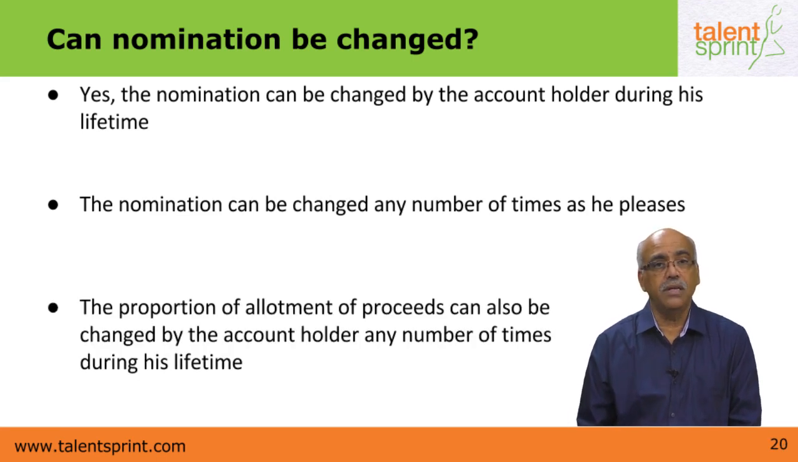The proportion of the allotment of money to the nominees can also be changed by the account holder during his lifetime. We saw in the previous slides how the proportion has to be specified by the account holder. That means at the time of nomination, one person says that my son will get 50% of the proceeds, my daughter will get 25%, and my wife will get 25%. Later on, as it happens in most cases, the wife wins the appeal, and so he decides to change his mind. So he will say that my wife will get 50% and my son and daughter will get 25% each. So that is also possible.